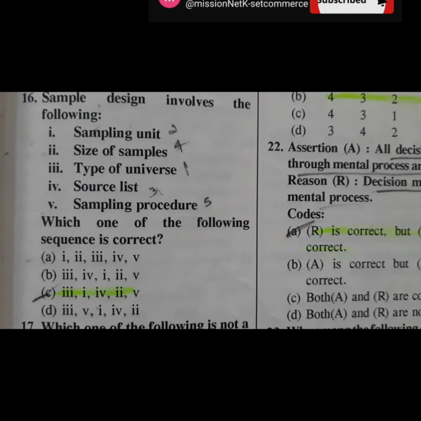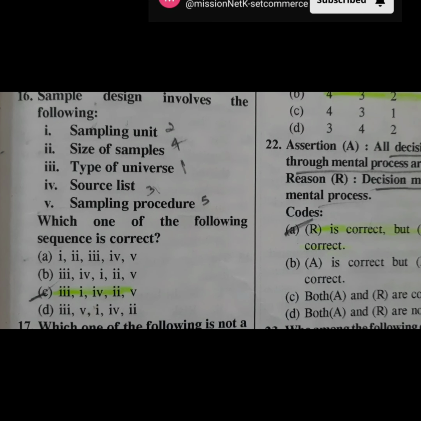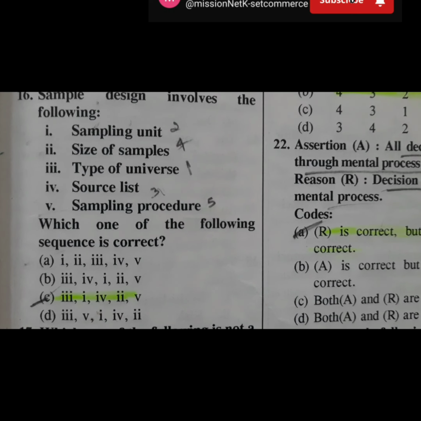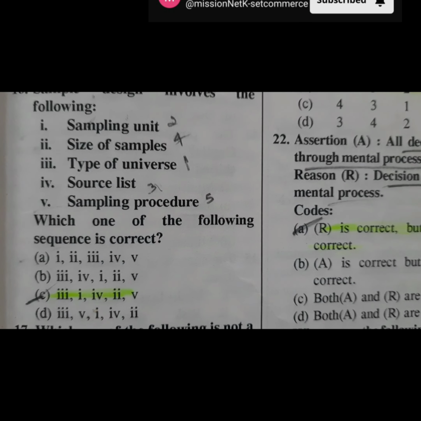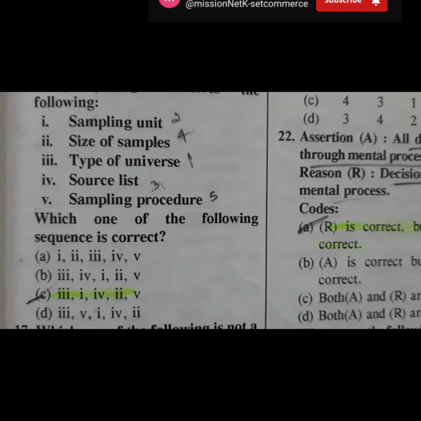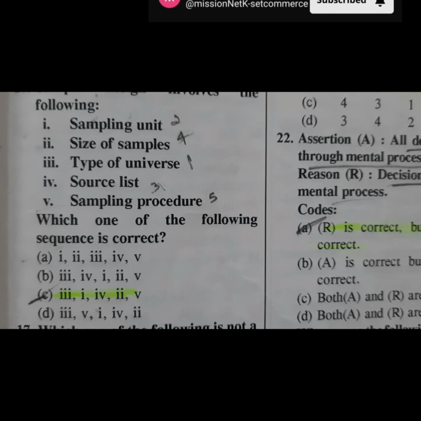Here various options are given. Which one of the following sequence is correct? The first sequence is type of universe. Then the next one is sampling unit. Third one is source list. Fourth one is size of sample. And the fifth one is sampling procedures. So the right answer is option C.